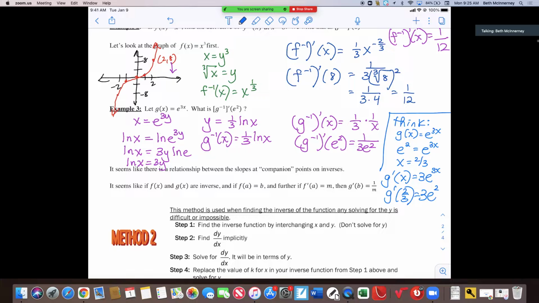So we are noticing, and this one's really, really important, it actually is true: if f and g are inverses, then if f of a is equal to b, that means I have an ordered pair a comma b, and if f prime of a is m, then g prime of that output, b, equals the reciprocal, 1/m.